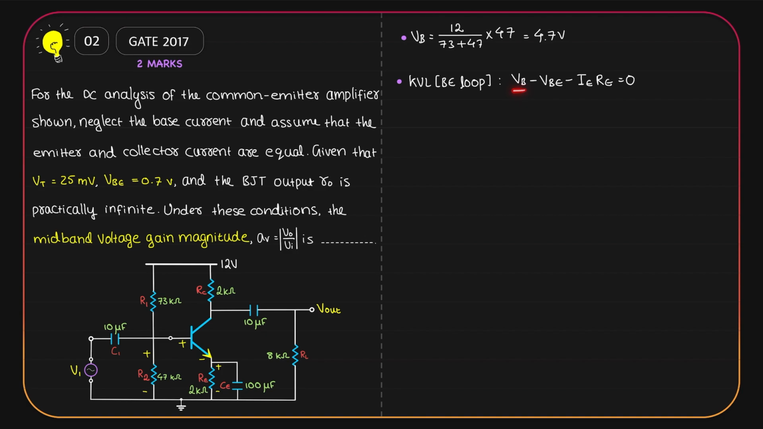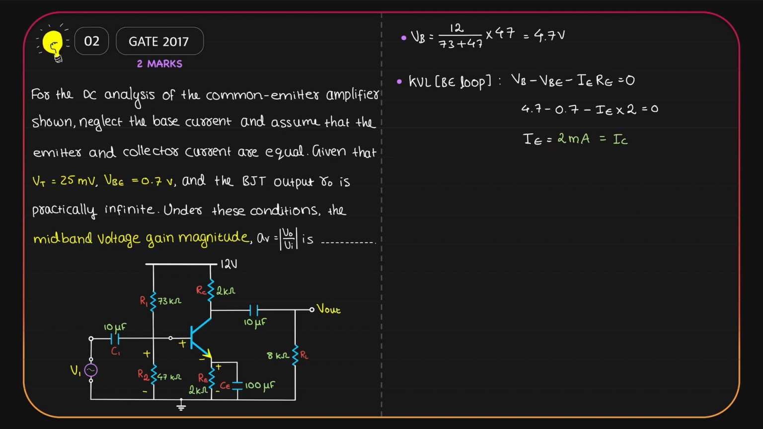We know VB is 4.7 volt. It is given in the question VBE is 0.7 volt. RE is also given, it is 2 kilo ohm. So we can easily find out what is IE. The value of IE is 2 milliampere. Further in the question it is given that the base current is negligible, which means emitter current is equal to the collector current. So we get the value of the collector current, it is 2 milliampere.